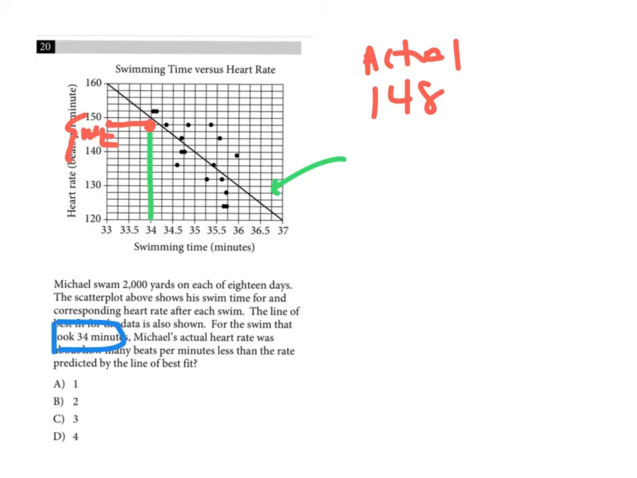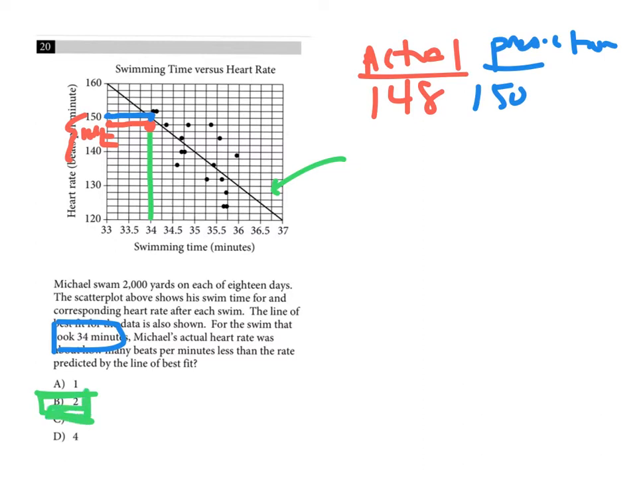of best fit. Well, the line of best fit looks like the point would be right there, which predicts 150 beats per minute. So that's the actual prediction based on the line, and his actual swim was 148. So it looks like here, how many beats less? It's going to be letter B, or 2 beats less.